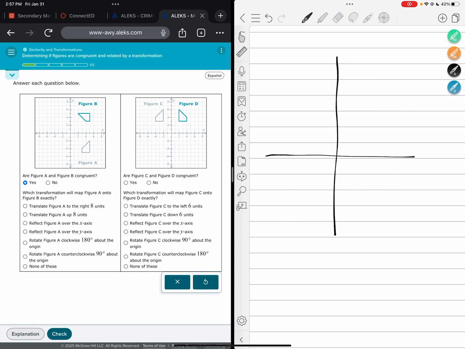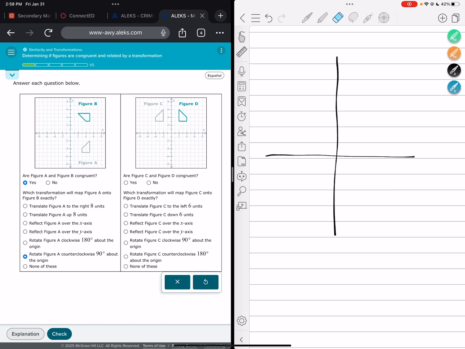So then I want to look at my rotations. If I start with figure A down here and I rotate it 180 degrees around the origin clockwise, that means I'd go here and then here in this quadrant, which is not where figure B is, so I know that's not going to work. And then my last one, I would go counterclockwise 90 degrees about the origin, which means I would go from here to here, and it would go something like this, which in fact does match. So I'd say, you know what? I can rotate it 90 degrees counterclockwise, okay?